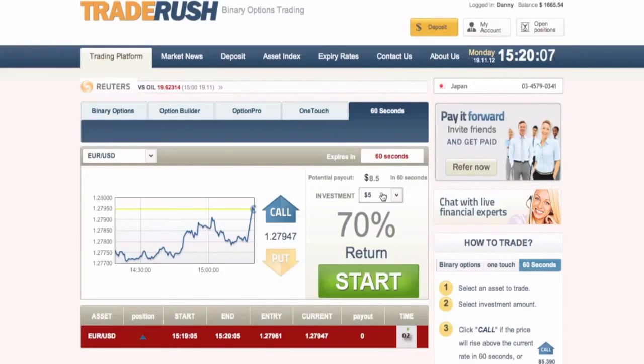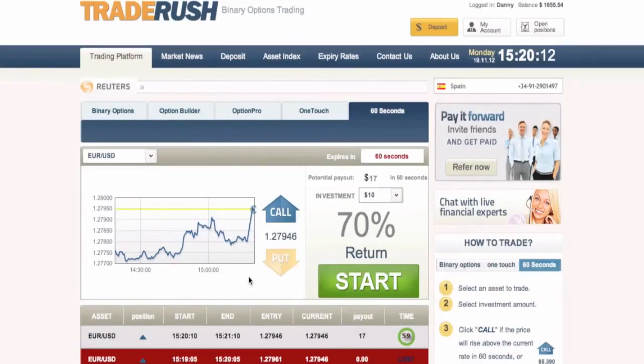Yeah, as you can see, this trade is a loser. So quickly put on the $10 trade, hit start, hit OK, and we're off.